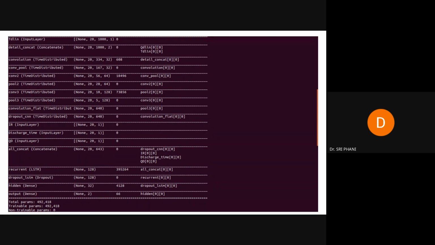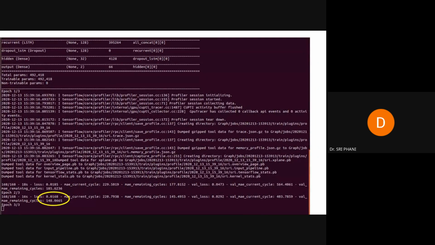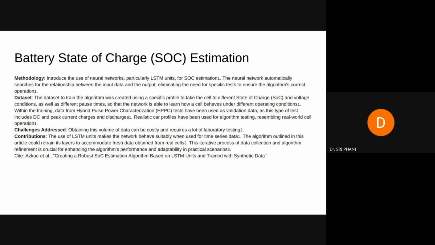So we are able to replicate the results, and we are successful in that aspect. And we have seen that yes, with one cycle of charge and discharge, we will be able to predict things. Along with the remaining useful life in terms of charge and discharge cycles, you can also have battery state of charge estimation. So this is the algorithm that is proposed in the MDPI.